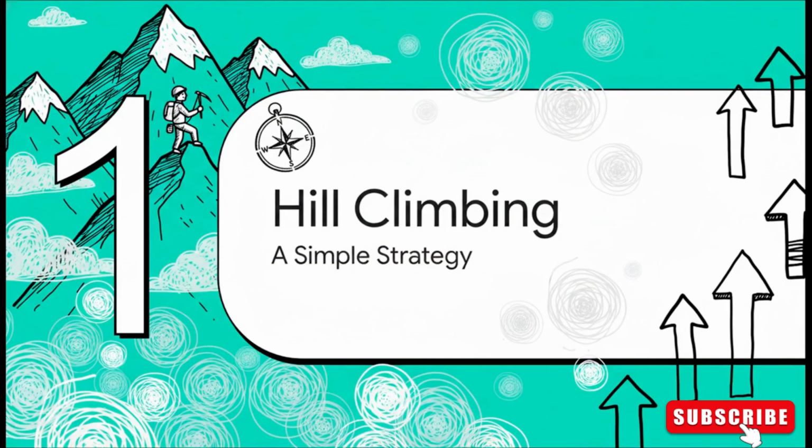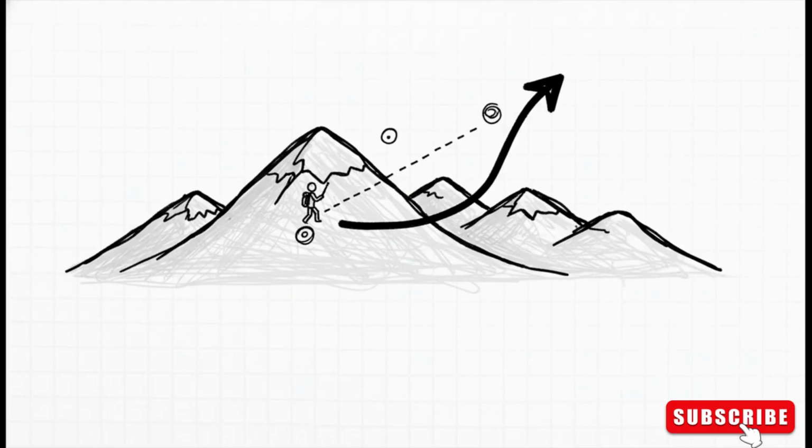Okay, so let's start with the most basic, most intuitive strategy in our climber's toolkit, the hill climbing algorithm. It's simple, it's fast, and it's probably what most of us would do if we were stuck in that fog. The rule for hill climbing is dead simple. From where you are, just look around and take a step in whichever direction goes up the most. That's it. It's what we call a greedy approach because it's only focused on the immediate reward. It doesn't have a grand plan. It just wants to go up, up, up right now.